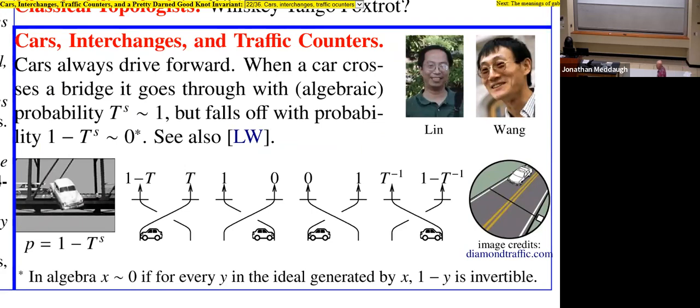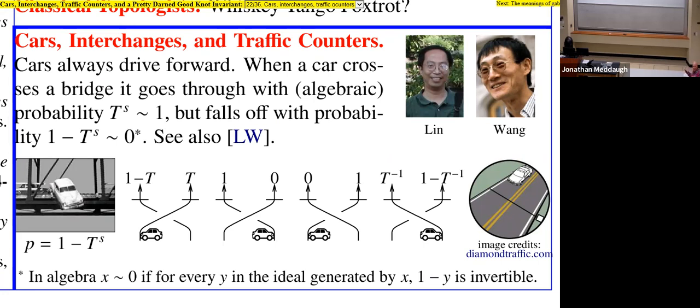And before telling you about homomorphic, now it's time to prove that it's an invariant and also to tell you some stories about cars and interchanges. Okay, so this is the interpretation bit. This is the part that will be forgotten. Okay, so let me tell you a little bit about traffic on interchanges.